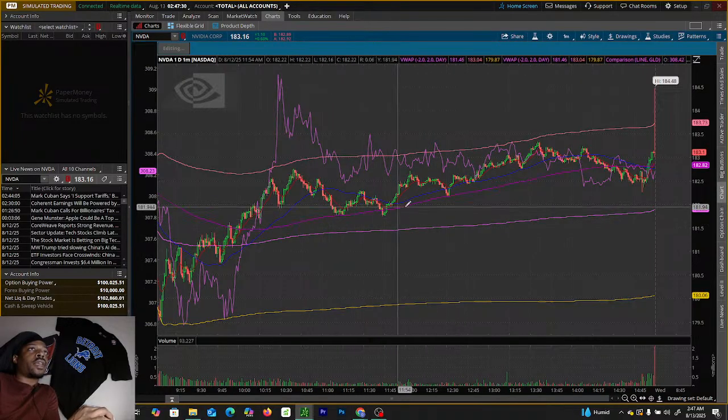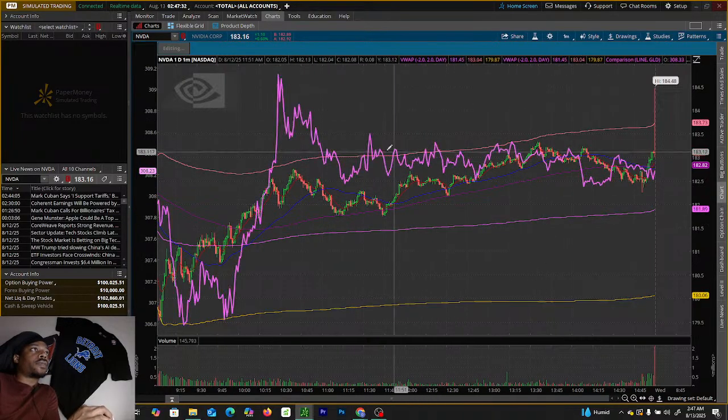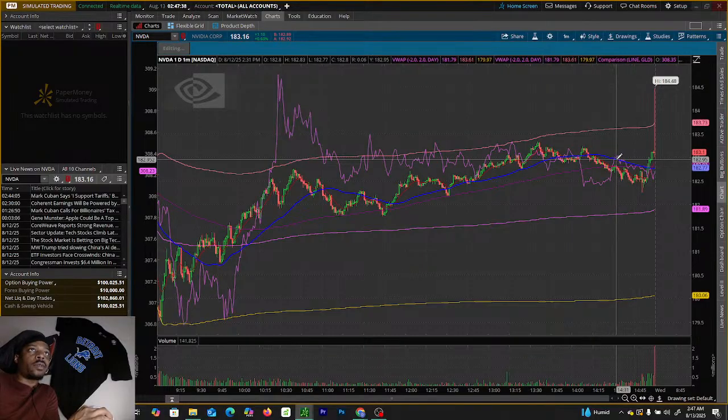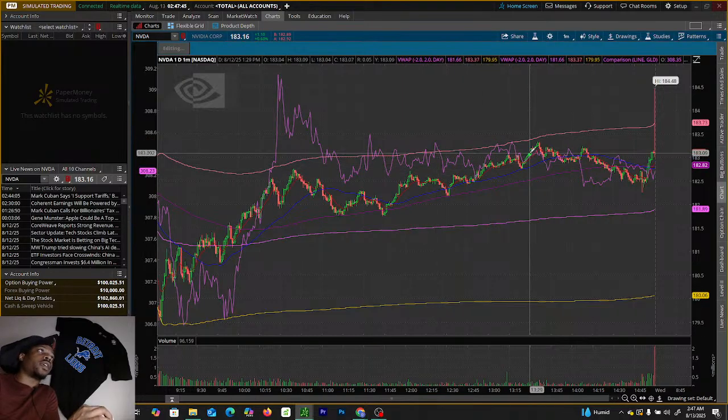And based on that, you can predict certain movements, like if the price moves above VWAP or below VWAP. If it moves below VWAP, then it tells you that it's a bearish sign. If it's above VWAP, then it's a bullish sign.